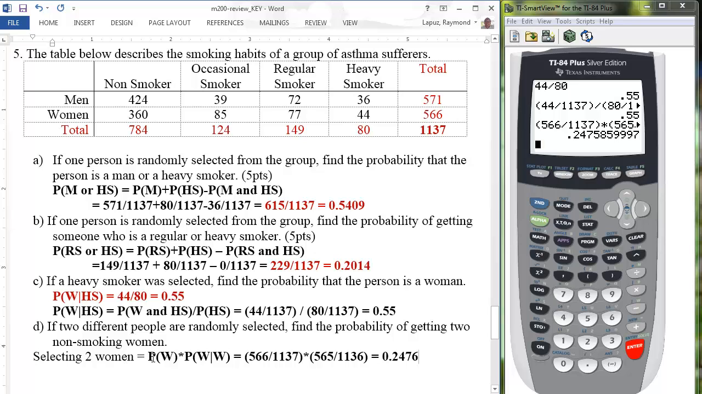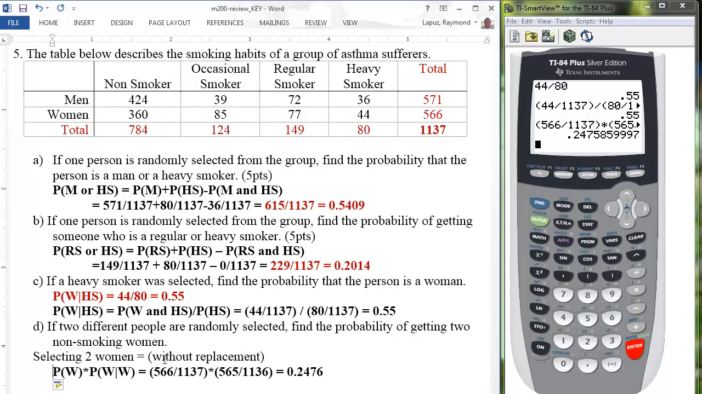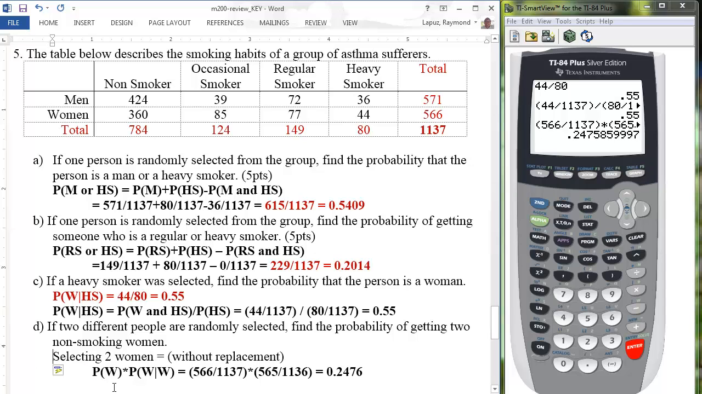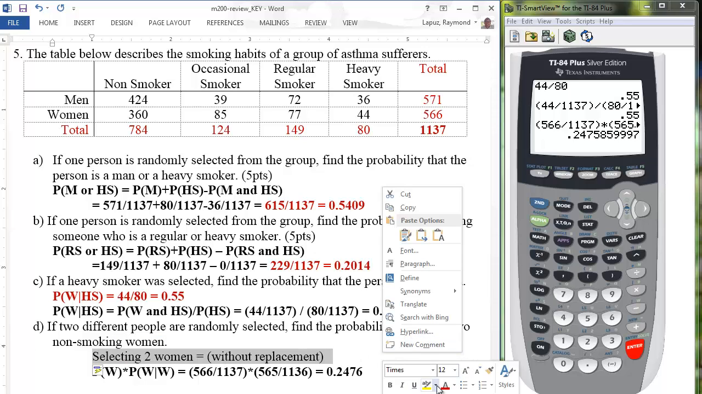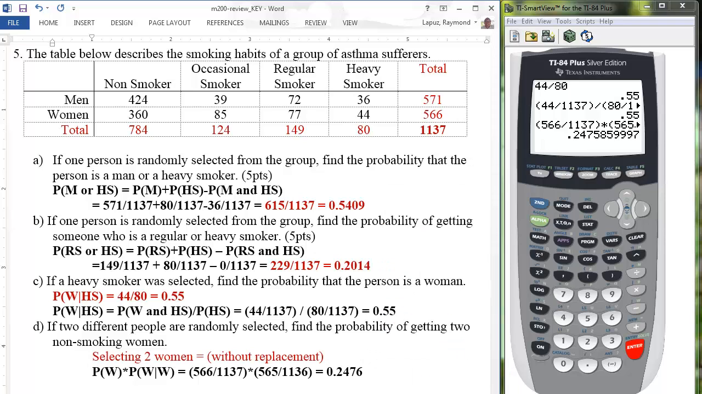So if we make a note here saying with replacement or without replacement, it should clear things up for us. Alright, so this would be probabilities using tables.